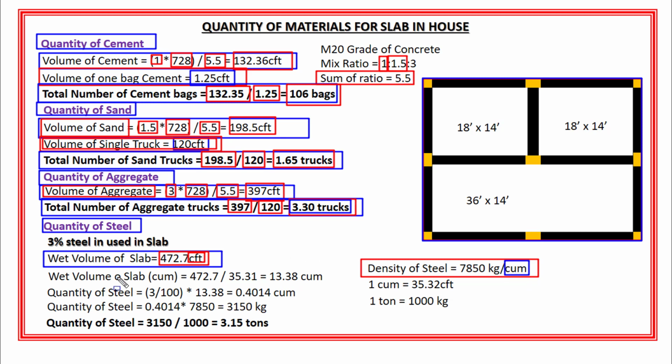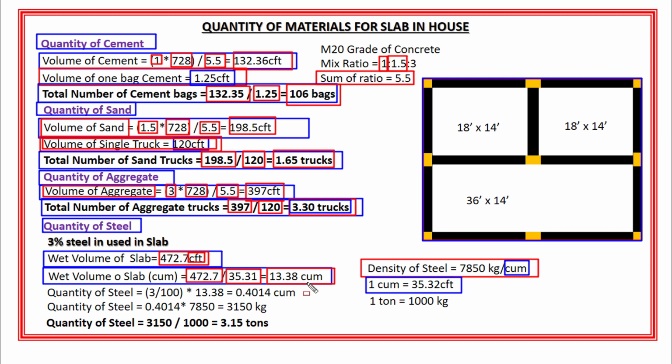Okay? Now we know that 1 cubic meter is equal to 35.31 cubic feet. So the total wet volume of slab in cubic meter is equal to wet volume of slab in cubic feet, which is 472.7 cubic feet, divided by 35.31. And the total wet volume of slab in cubic meter will become 13.38 cubic meter, right?